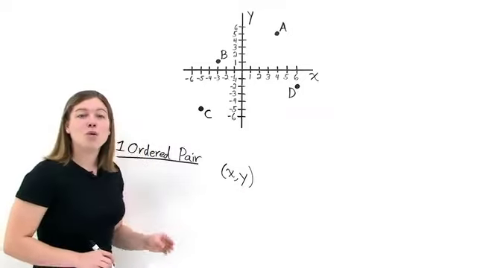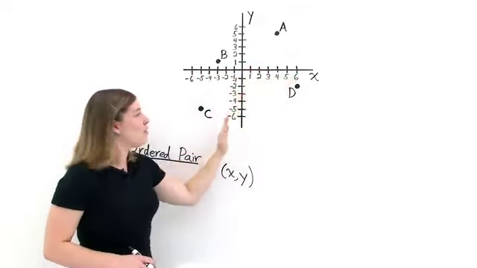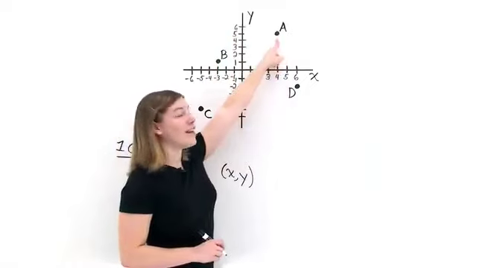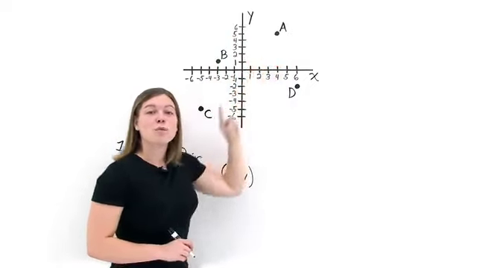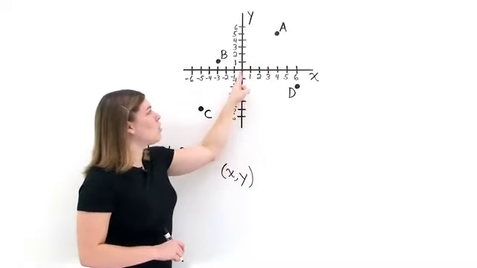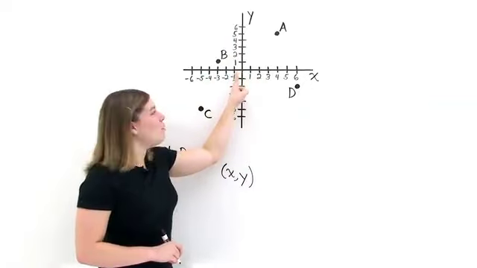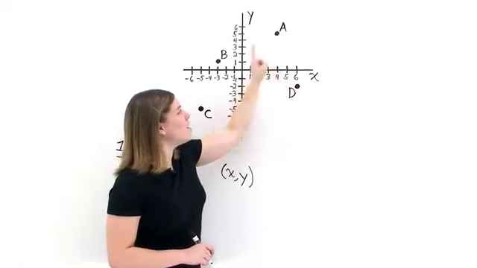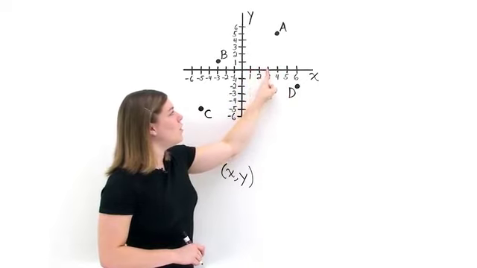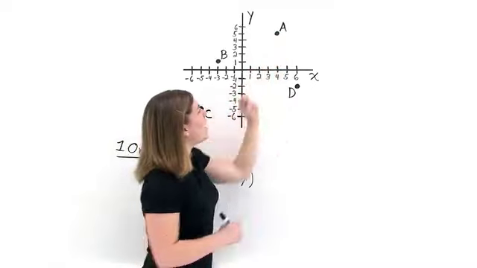Now to do this, we're going to count along the horizontal line, called the x-axis, and the vertical line, called the y-axis. Let's start by finding the ordered pair that identifies A. So first we need to count along the x-axis until we find A. To do this, we start where the two axes meet, called the origin. Then we count along the x-axis until we hit A. So we have 0, 1, 2, 3, 4. When we hit 4, that's where A is.